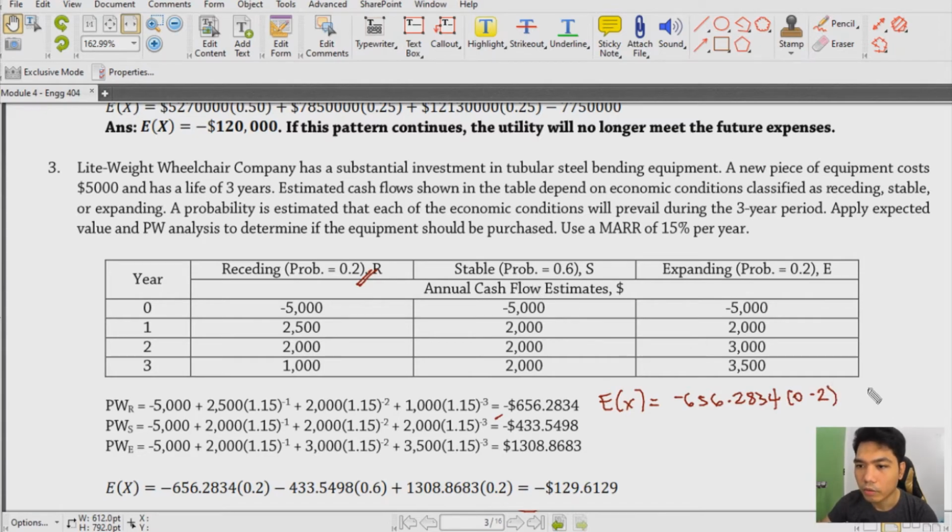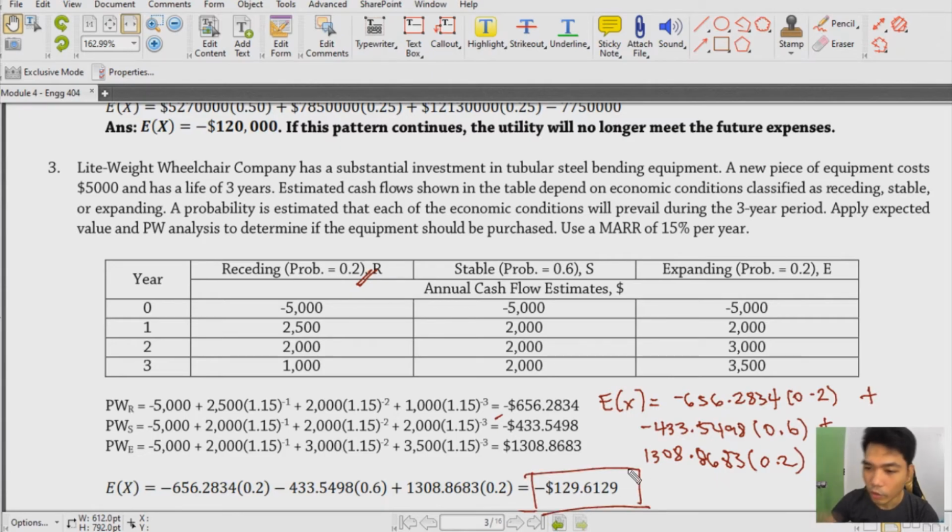And then, ano ba yung sa stable? So stable plus present worth is negative 433.5498. Multiply natin sa 0.6. And then you add the 1308.8683. And then 0.2. So from this, the expected value is negative 129.6129. So ang kagandahan nitong ginawa natin na decisions under risk is that we accounted the probabilities na magkakaroon tayo ng negative cash flow. So technically cash outflow to. So considering all of that, and then meron tayong inflow naman pag expanding. So ano ba yung expected value natin kapag kinonsider natin lahat ng factors na yun?